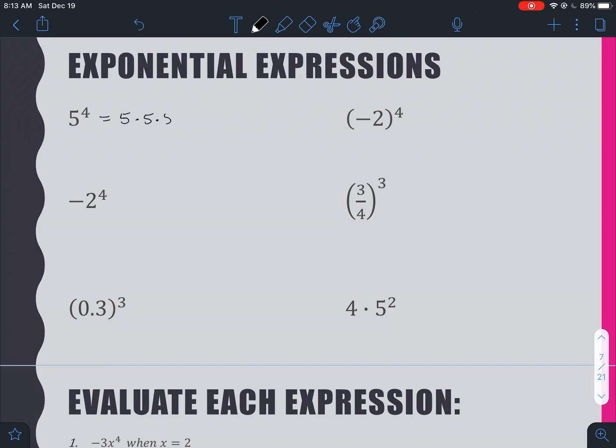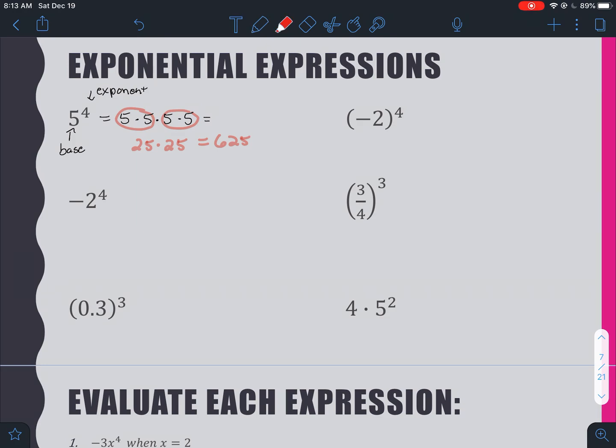All right, 5 to the 4th, if you were to expand it, it means you're going to multiply 5 4 times. So 5 times 5 times 5 times 5. And remember, 5 is called the base. That's the number that's getting multiplied. And 4 is called the exponent. It's telling you how many times to multiply 5. If you wanted to, you could do it in steps. You could do 5 times 5 and 5 times 5. So this could become 25 times 25, which is 625.